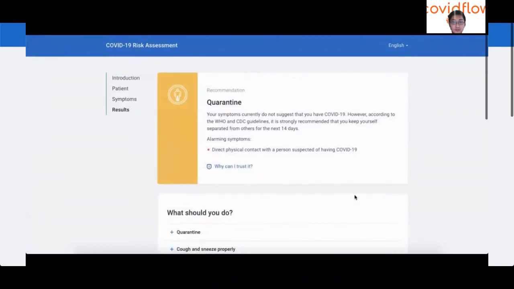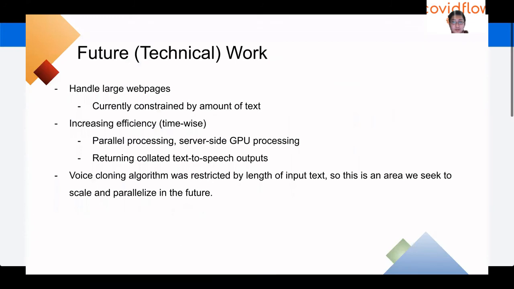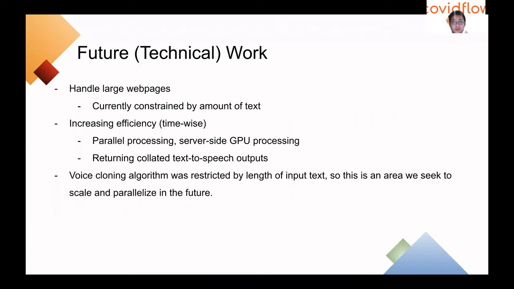Quarantine. Your symptoms currently do not suggest that you have COVID-19. However, according to the WHO guidelines, it is strongly recommended that you keep yourself separated from others for the next 14 days.